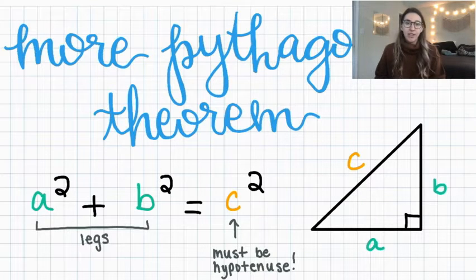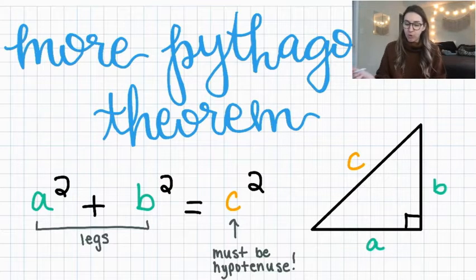The Pythagorean Theorem says that the sum of the squares of the legs of a right triangle is equal to the square of the hypotenuse of a right triangle, or a squared plus b squared equals c squared is how we usually talk about it. And it can only be used for right triangles. That's really important to know.